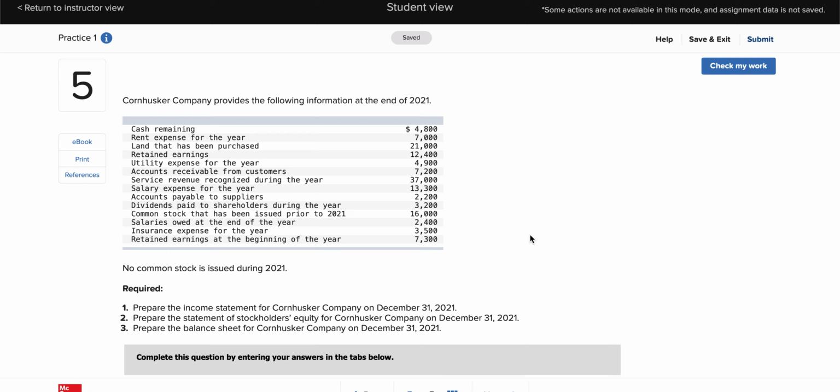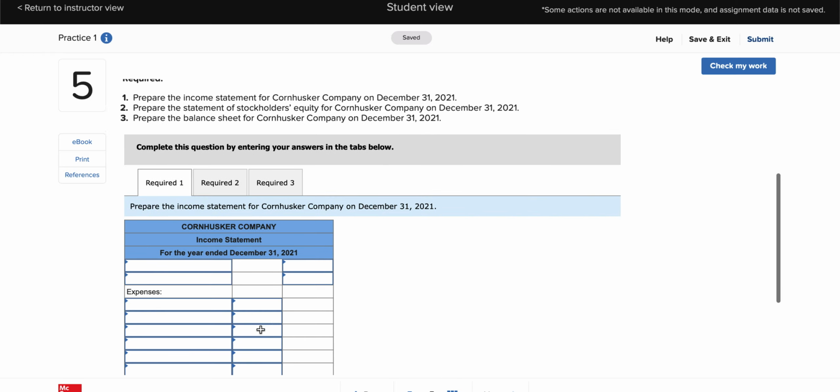between those statements. They have to be prepared in that order because there is information on the income statement that I need before I can prepare the statement of stockholders' equity. And then there's information from the statement of stockholders' equity that I need to prepare the balance sheet. So we're going to take a look at preparing this first one here.